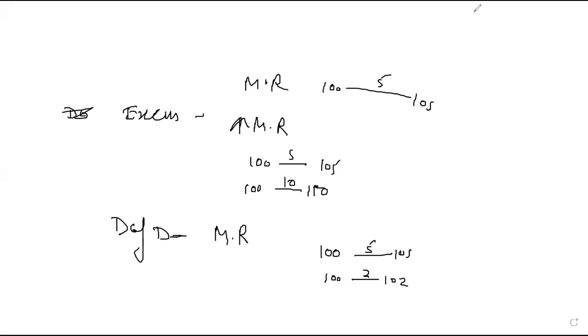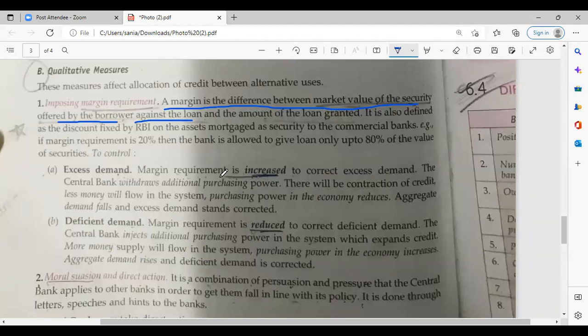Now we will understand why we do this. Marginal requirement, when there is excess demand: of course, the gap between the actual loan and the security increases to correct excess demand. The central bank withdraws additional purchasing power. There will be contraction of credit. Less money will flow in the system. Purchasing power of the economy reduces. Aggregate demand falls and excess demand stands corrected. Okay, now listen to this very carefully. For example, what was happening?